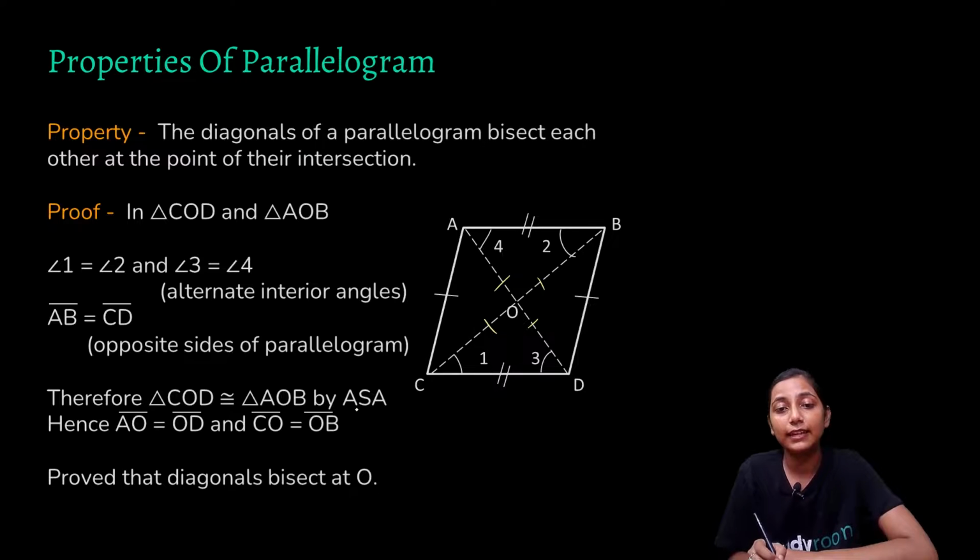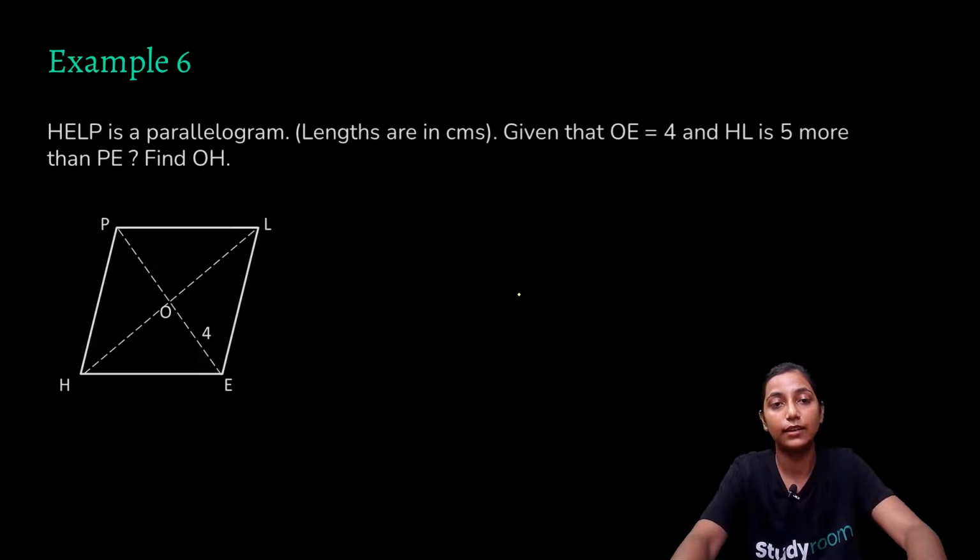So again by ASA, we can say that triangle COD is congruent to triangle AOB. Therefore, we can say that AO equals OD and CO equals OB. This is how we have proved this property. This proves that diagonals bisect at O. This point of intersection is O. Therefore, these diagonals bisect each other at the point of intersection, that is O.